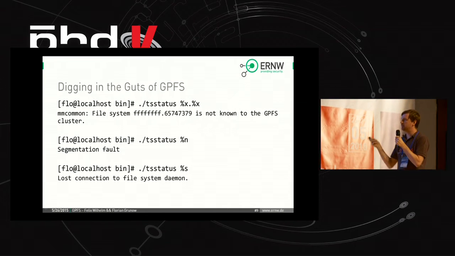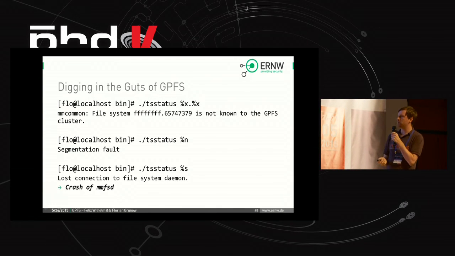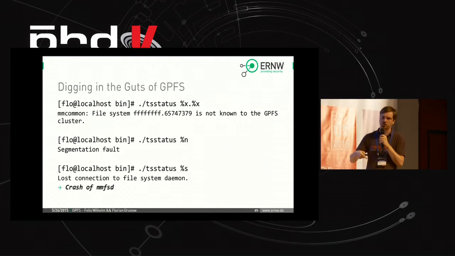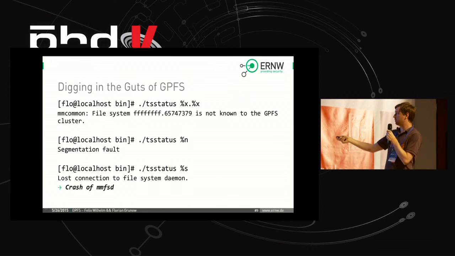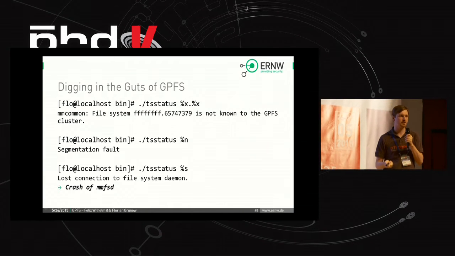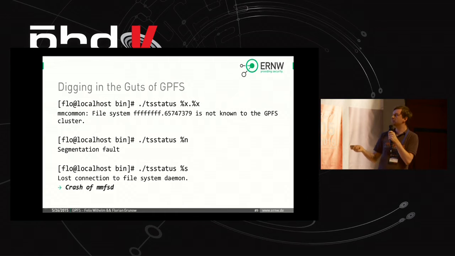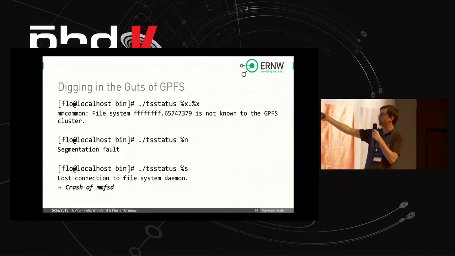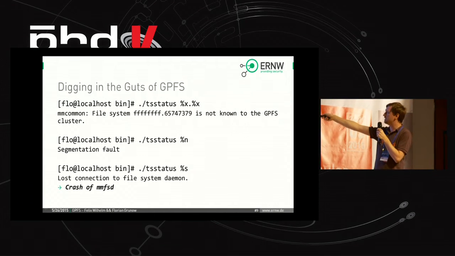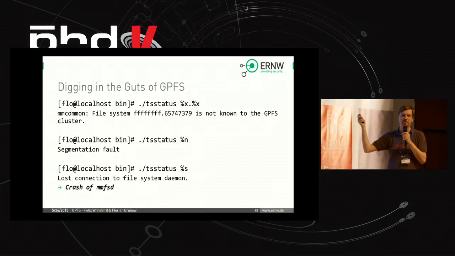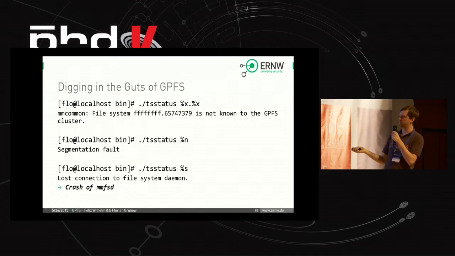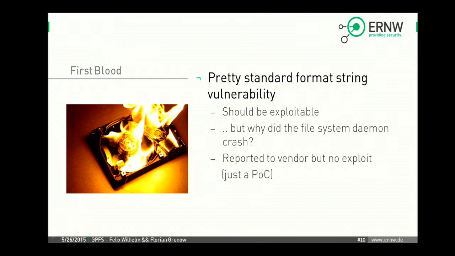Investigating this issue a little bit further, we saw that we were able to crash the file system daemon with the %s identifier, and we actually had no clue why this is happening. So %x behaves like a normal format string, %n crashes this binary right here, expected behavior, %s crashes the file system daemon, and we were like, what? Why is it crashing? So we thought this is a pretty standard format string vulnerability, and this should be exploitable.